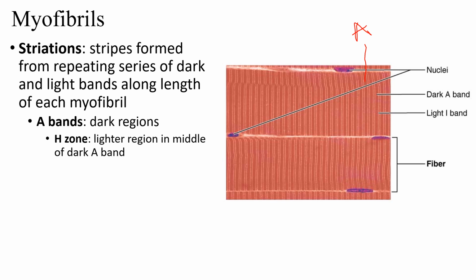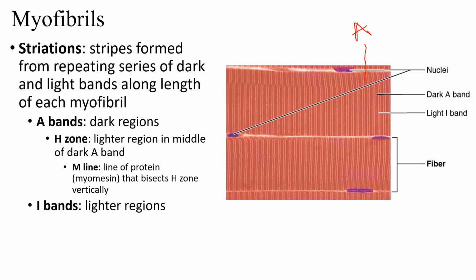Now within the A band, and you can't really see this very well in this image, there's something called the H zone, which is a little bit lighter, and it's in the middle of the dark A band. I'll show you an image where you can see this better. There also is something called an M line, which is a line of proteins called myomesin that are going to bisect these H zones vertically. And again, I'm going to show you what this looks like.